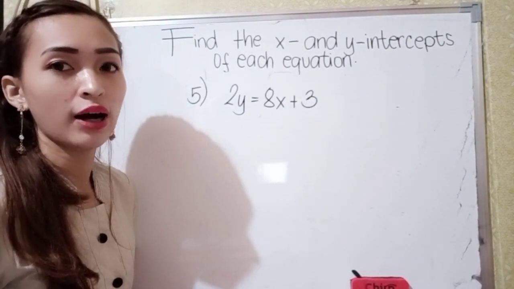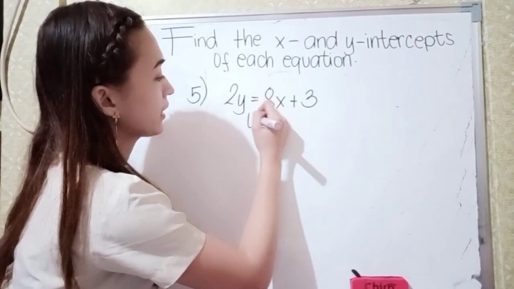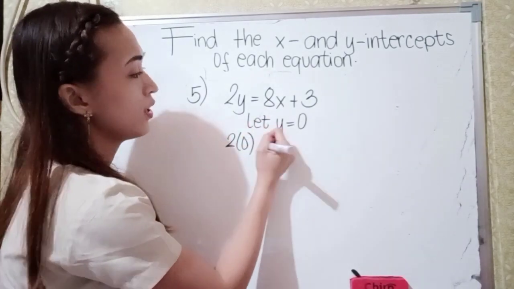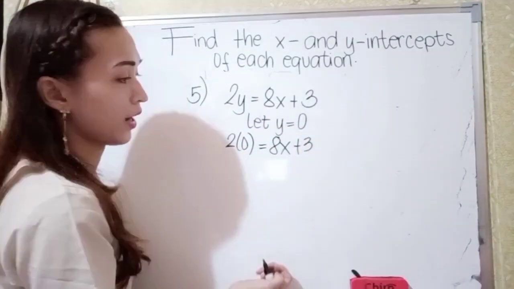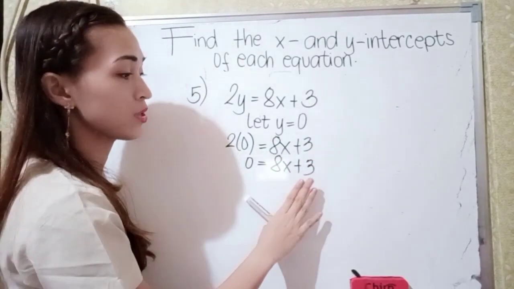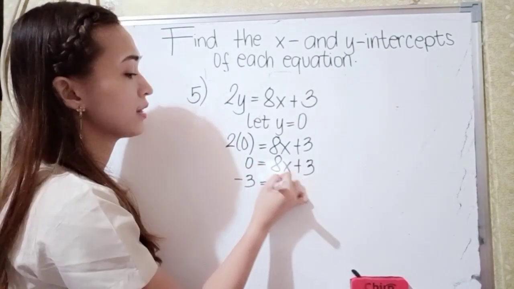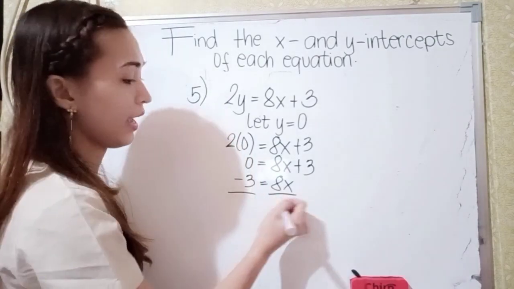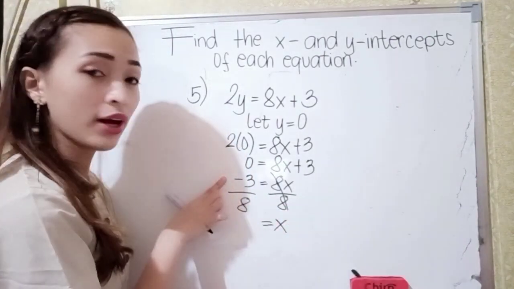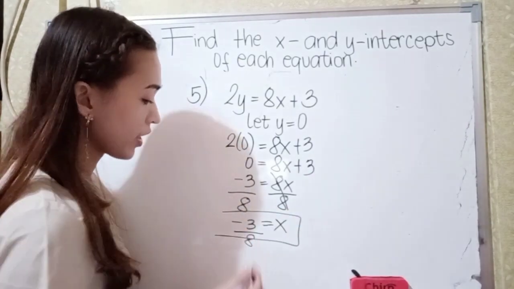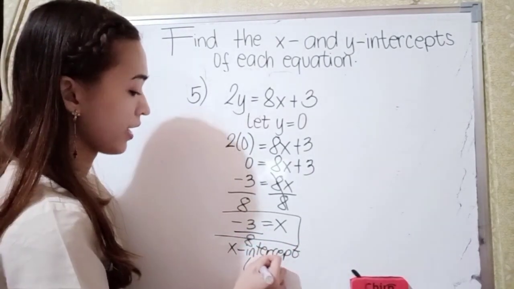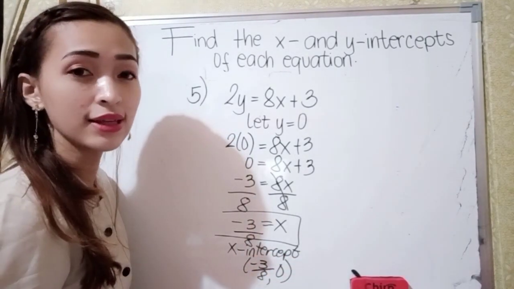For number 5, we have here 2y equals 8x plus 3. Again, let y be equal to 0 to get the x-intercept. Let's substitute: 2 times 0 equals 8x plus 3. 2 times 0 is 0 equals 8x plus 3. To get x, let's transpose positive 3 to the left, so it will become negative 3 equals 8x. Divide both sides by 8. 8 divided by 8 is 1, so that is canceled. So here our answer is negative 3 over 8. So our x-intercept is (negative 3 over 8, 0).